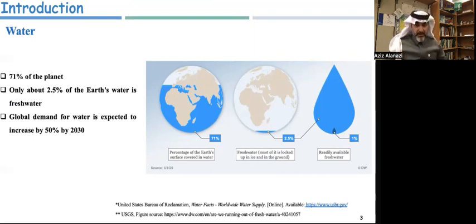It covers about 71% of our planet, but again, the fresh water that can be used to drink or for agriculture is very limited. Unsustainable development is placing pressure on water resources. It's reported that by 2030, the global demand for water is expected to increase by 50%.